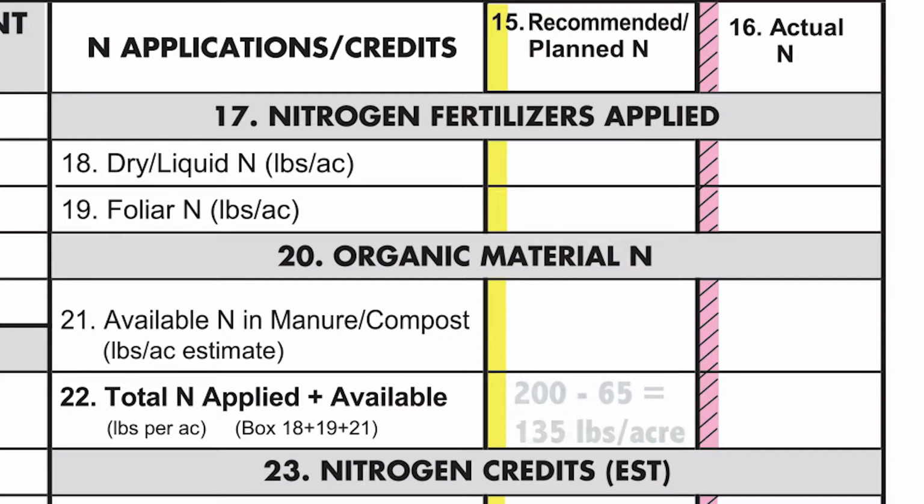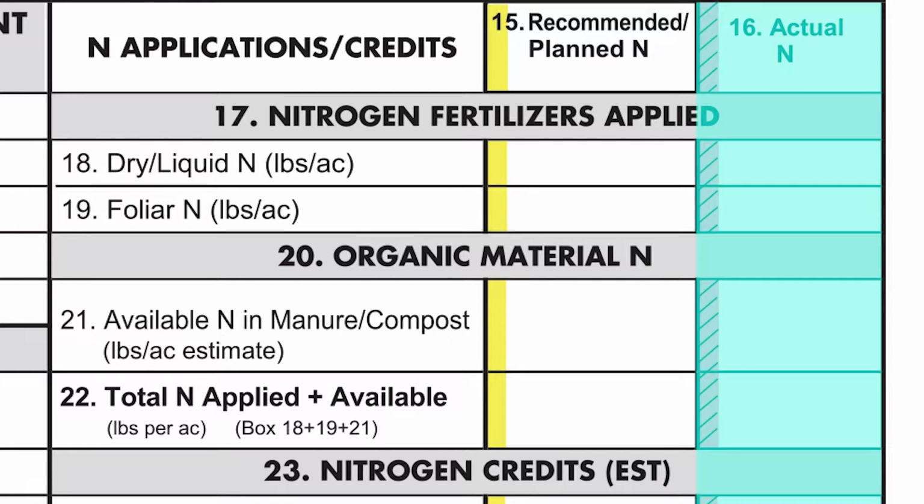Then you can determine the optimal amount of nitrogen to apply in commercial fertilizer and/or compost or manures. The second column, column 16, is where you record how much nitrogen you actually applied. This column is filled in after the crop is harvested. Let's start with nitrogen fertilizers, box 18.